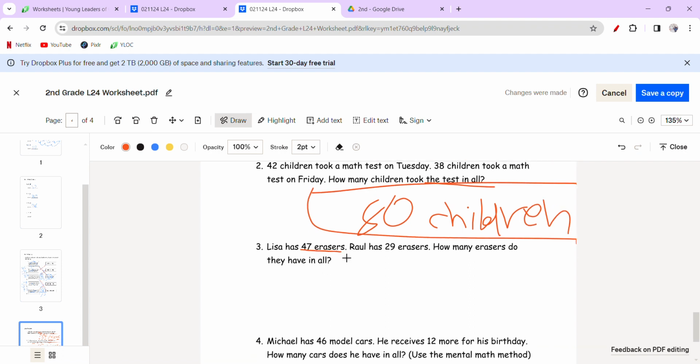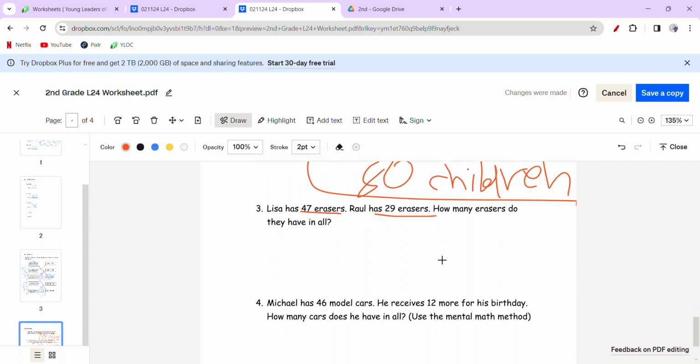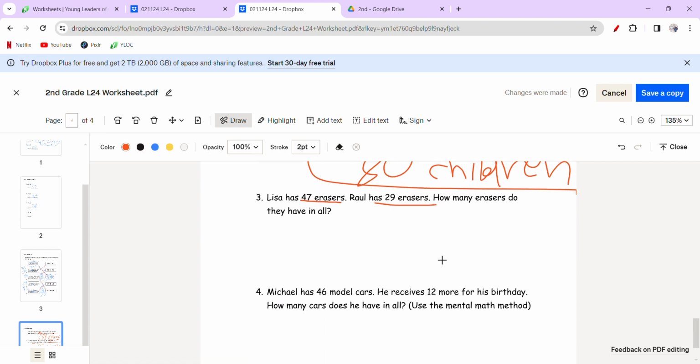Lastly, Lisa has 47 erasers. Raul has 29. How many erasers do they have in all? So again, we are going to add 40 plus 20 is 60. 7 plus 9 is 16. 60 plus 16 would equal 76 erasers.